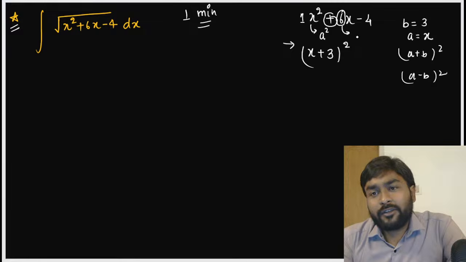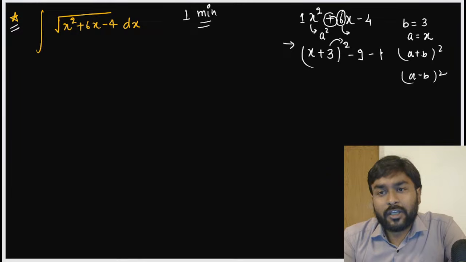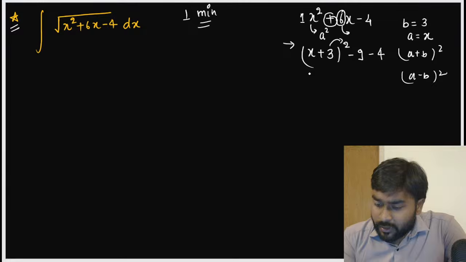Now third line. Third line is what? Third line is saying whatever we are writing here, whole square of this number we will subtract always. So 3 square is 9. So 9 we will subtract and then remaining number we will write here. So it will become like this. So what we can write: x plus 3 whole square minus 13.